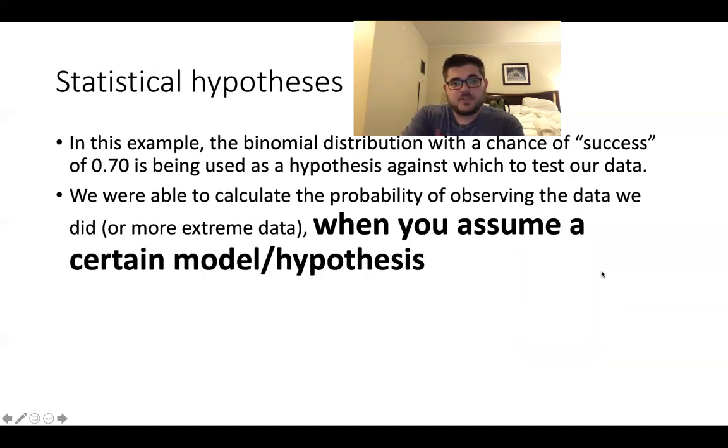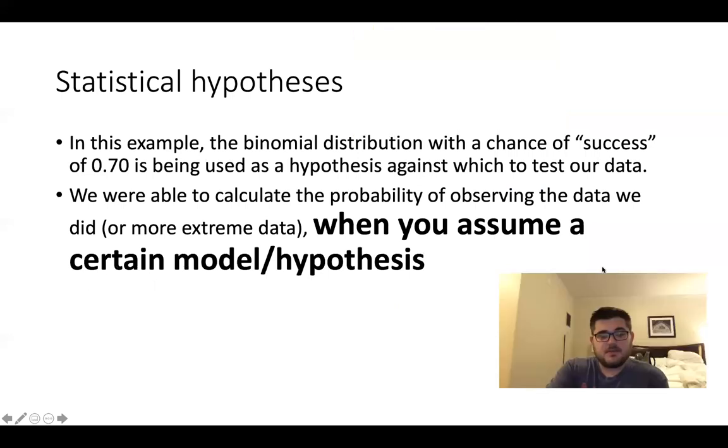So a statistical hypothesis basically boils down to, you assume a certain model, right? And the one I just did was the binomial distribution with a parameter of 0.7 for the number of successes. You have to assume a certain hypothesis is true because you can't just calculate the probability of your data. You have to make an assumption. It's the probability of your data when you assume something.